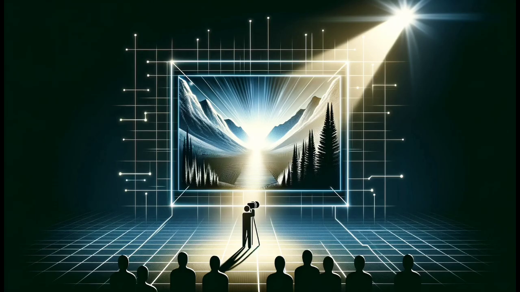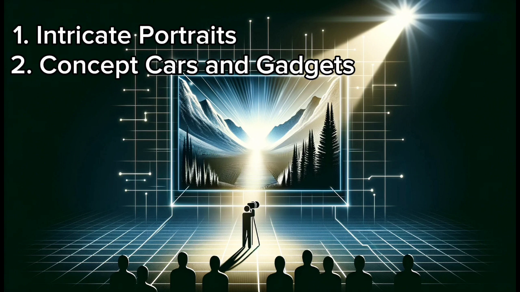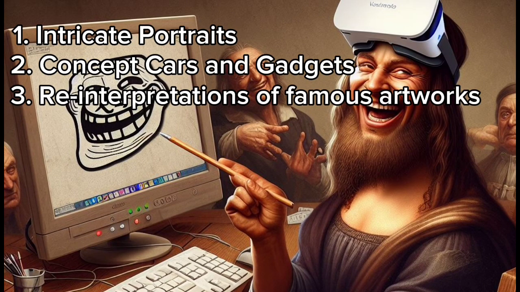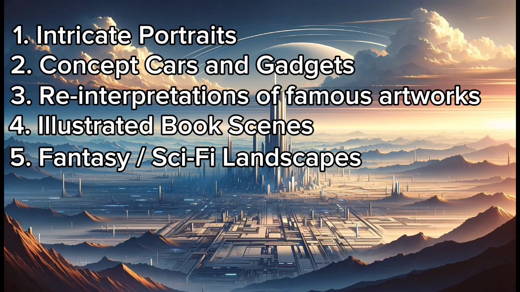Examples of capabilities. Want proof of the possibilities? Well, today's AI art generators can conjure everything from 1. Intricate portraits, defining facial features, poses, attire, moods and photographic lighting and film effects. 2. Concept cars and gadgets, product sketches and renders of vehicles, devices and architecture. 3. Reinterpretations of famous artworks, blending historical artistic styles like a Rembrandt portrait reimagining. 4. Illustrated book scenes, comics, children's books and manga-style panels. 5. Fantasy and sci-fi landscapes, creating scenes impossible in the real world full of magical ambience.